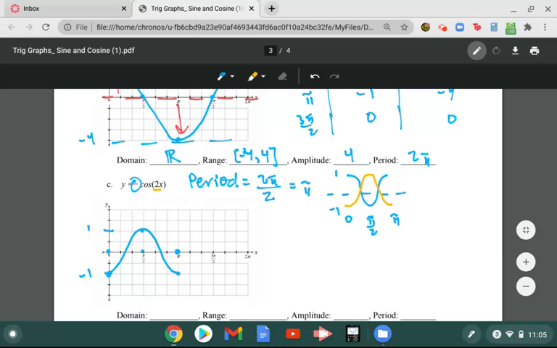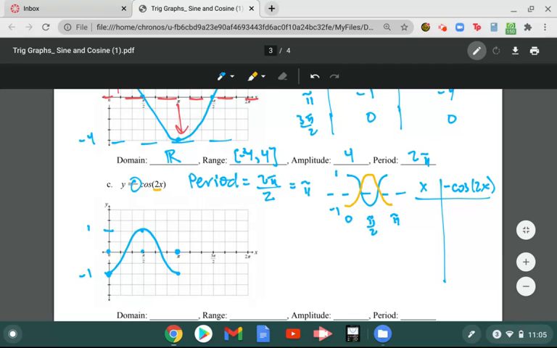I could also do this with a t-table. So I can go ahead and take my x values, and then I can do negative cosine 2x, and I can compute each of those values. You can also do this, of course, with Desmos. You can do this with your calculator, but transformations are the quickest way to get to these.